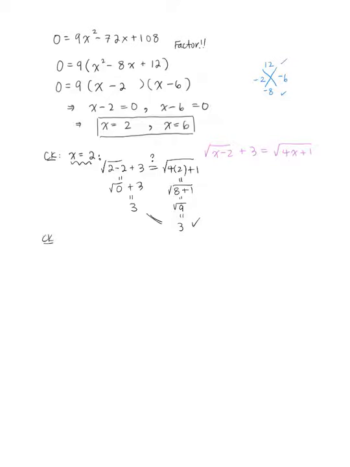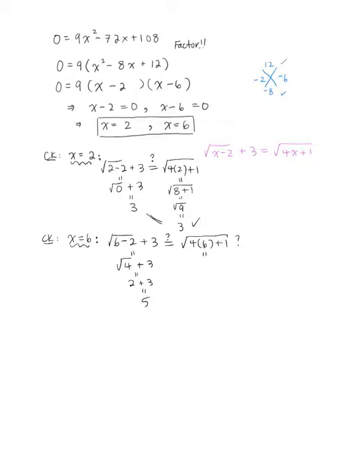Now let's check when x equals 6. We're going to do the same thing. So here you're going to have the square root of 6 minus 2, plus 3. Is it going to equal the square root of 4 times 6 plus 1? Okay, computing the left, we're going to have the square root of 4 plus 3, which is 2 plus 3, which gives 5.